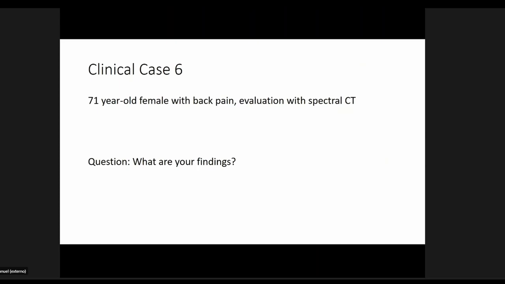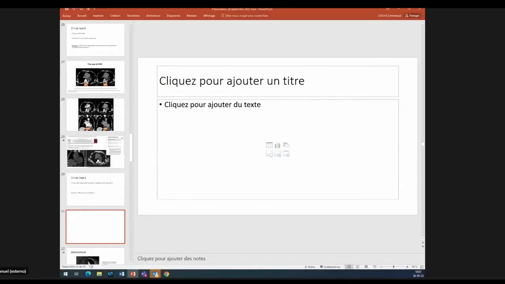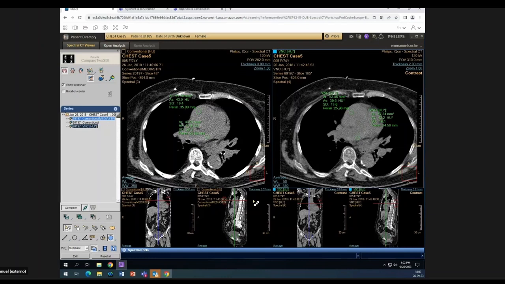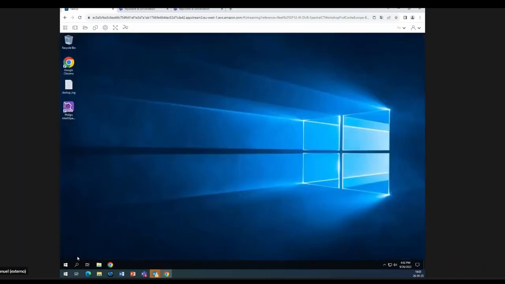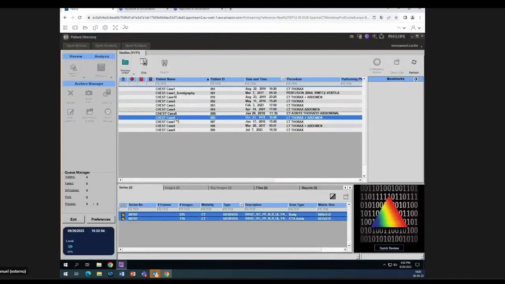Okay. I have another interesting case. It's a 70-year-old female with back pain, and she was referred to spectral CT to see what was the cause of the back pain. So you have to inspect the chest CT and see what is interesting. So I go back to RADUP and exit the case 5 series, and I will select case 6. You select this case and you load it to Spectral CT Viewer.